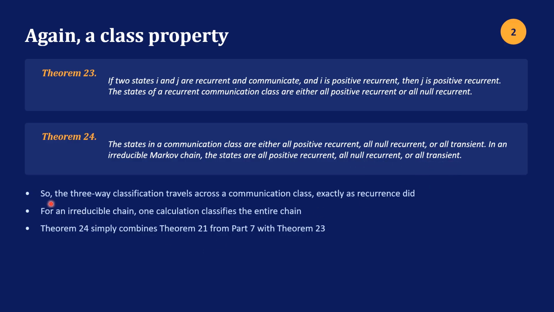Then I have a couple of notes here. The three-way classification travels across a communication class exactly as recurrence did. For an irreducible chain, one calculation classifies the entire chain. Theorem 24 simply combines theorem 21 from the previous lesson with theorem 23 from above here.